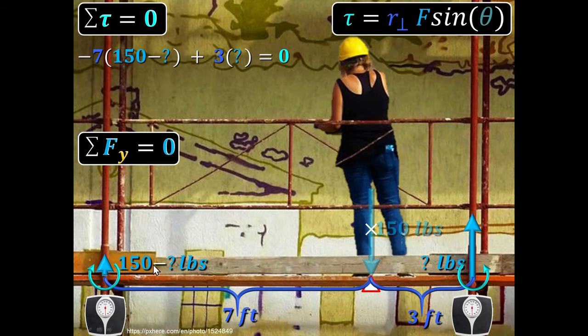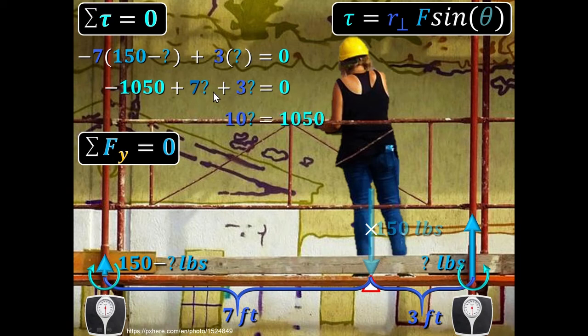So here's our pivot point. We've got 150 minus question mark, and that is at a distance of 7 feet. So distance times force, and that was negative because it was clockwise. This one pushing up here is going to tend to produce a counterclockwise or a positive torque. So question mark times 3 feet is the torque that the other one produces. Now the only thing we have to remember here is that we have to distribute the negative 7. So negative 7 times 150 is negative 1050. Negative 7 times negative question mark is positive 7 question mark. And then 3 question mark as well.